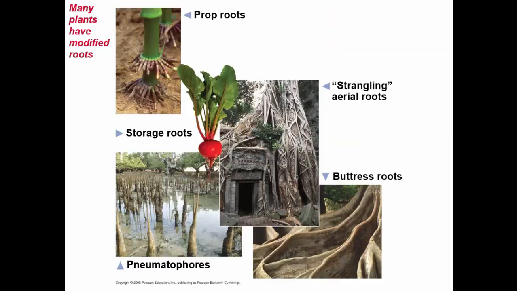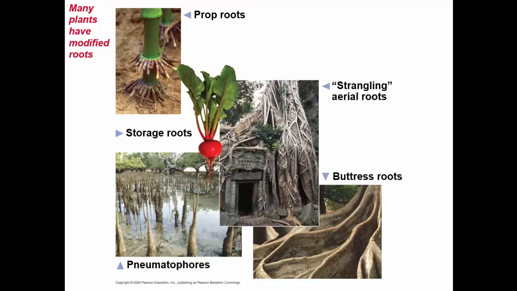Now roots, they are very unique. They have many modifications, and some of them are very common. For example, we can find what we call prop roots. Prop roots are the roots, mostly in fibrous root systems, that grow from the node. We can find prop roots in corn, and also in pandan trees. So they have mostly prop roots.